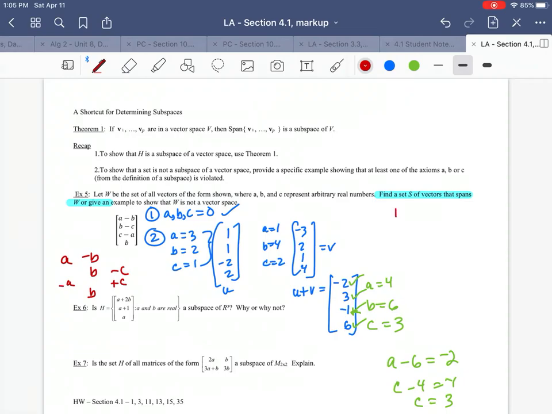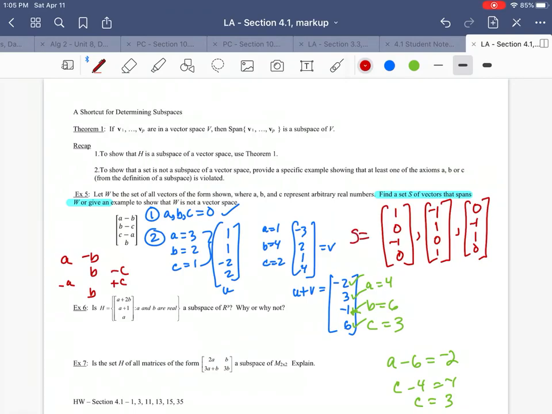there is 1A, nothing for A on the next row, and then I have negative 1A, and then I have nothing for A right there. Well, that's my first vector in my span. All right, then for the B's, I have negative 1, 1, 0, and 1. And for the C's, I have 0, negative 1, 1, and 0. So it turns out, it says find a set S of vectors that span W. So this is the set of vectors that span W.